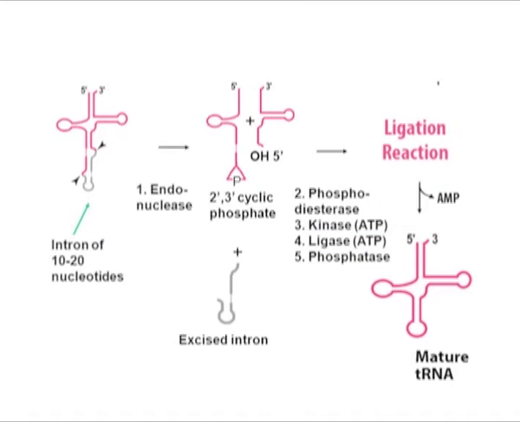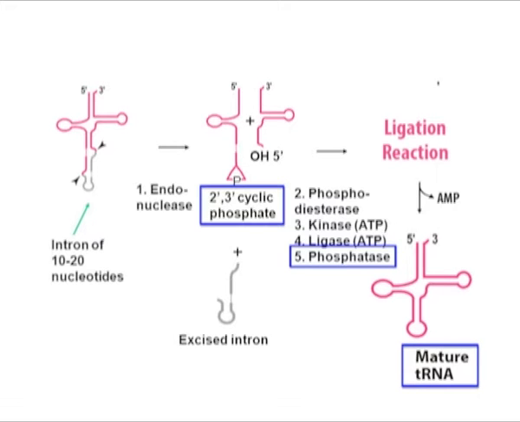Finally, the 2' phosphate group remaining from the 2' 3' cyclic phosphate produced by the original cleavage reaction is removed by phosphatase activity to yield the mature tRNA molecule.